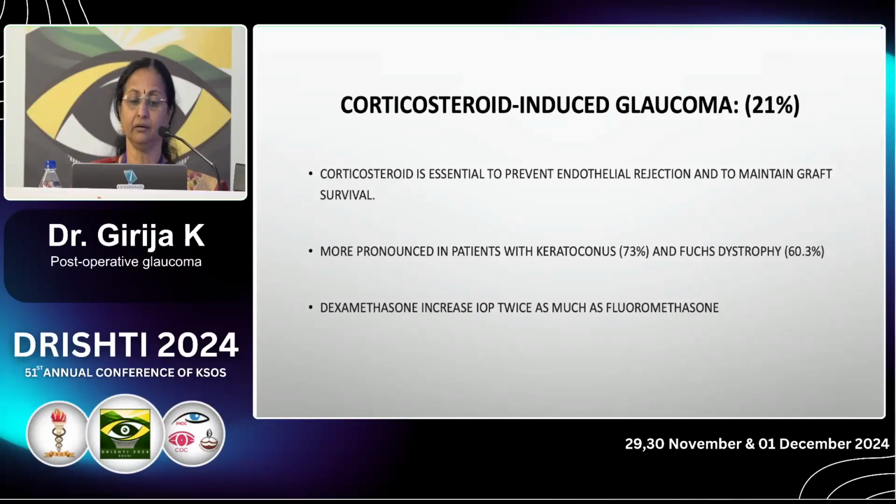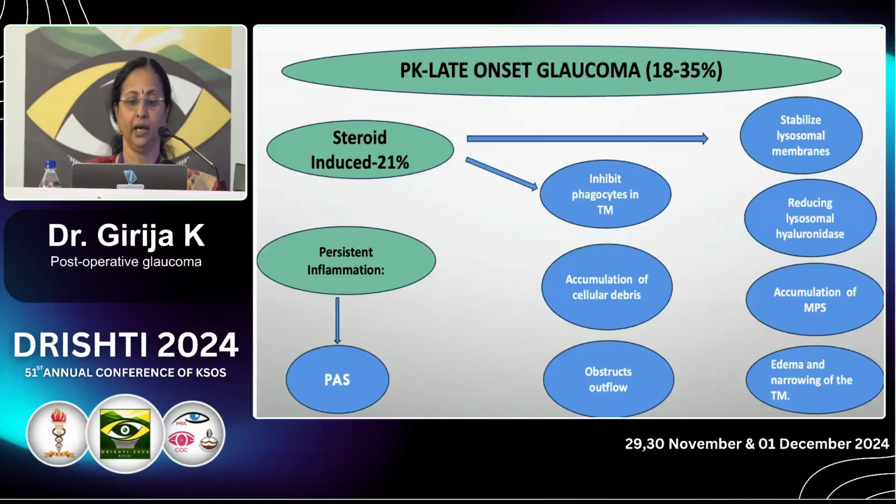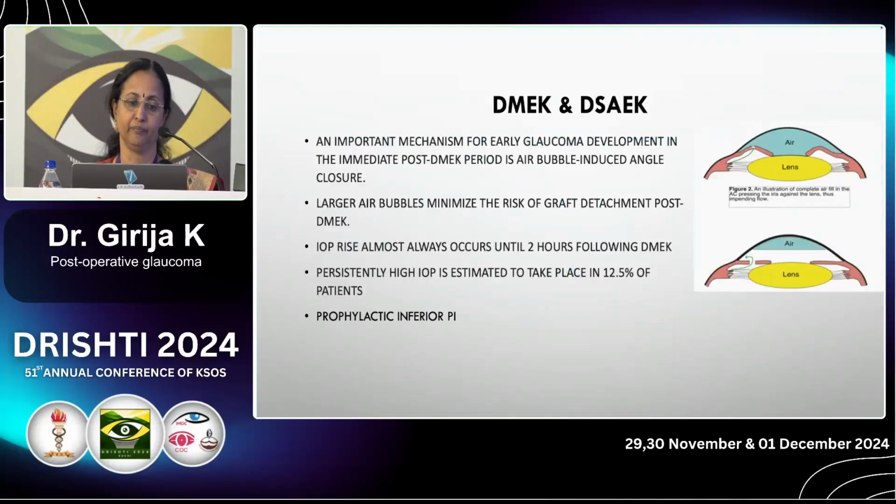But they can, as Dr. Smitha has already mentioned, the steroid response is very high after a PK because they require long-term steroid treatment, even more than 1 year, and very often dosage is given lifelong. So, corticosteroid response can result in secondary glaucoma. There are various mechanisms, and also there will be persistent late-onset inflammation, which can result in PAS formation and glaucoma, which is difficult to manage medically.